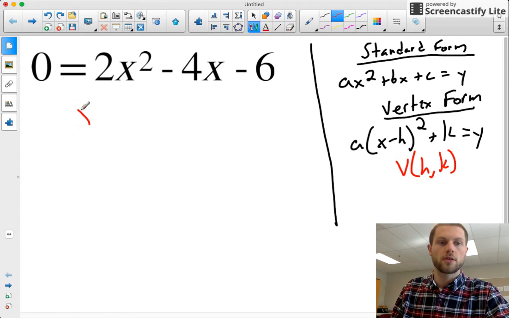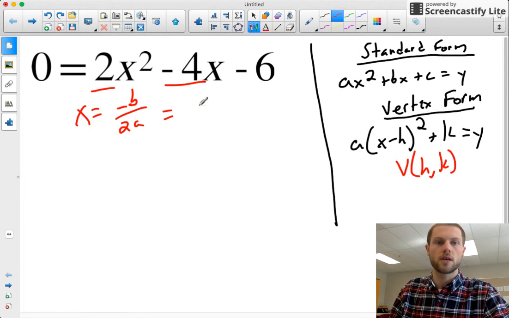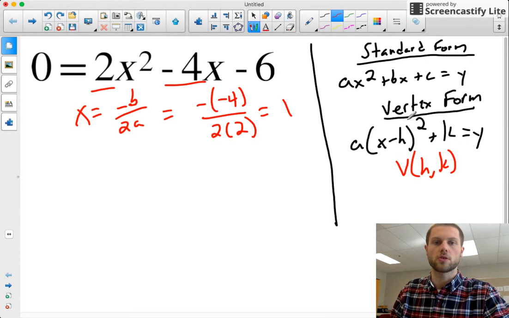Recall that to find the x value of the vertex, we take negative b over 2a. So here's my b, here's my a. In this case, that's negative negative 4 over 2 times 2, which comes out to be positive 4 over 4, or just 1.